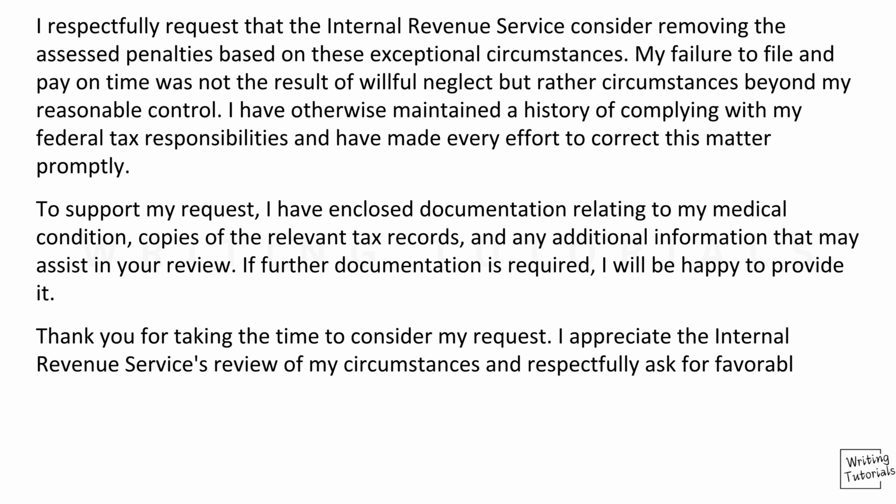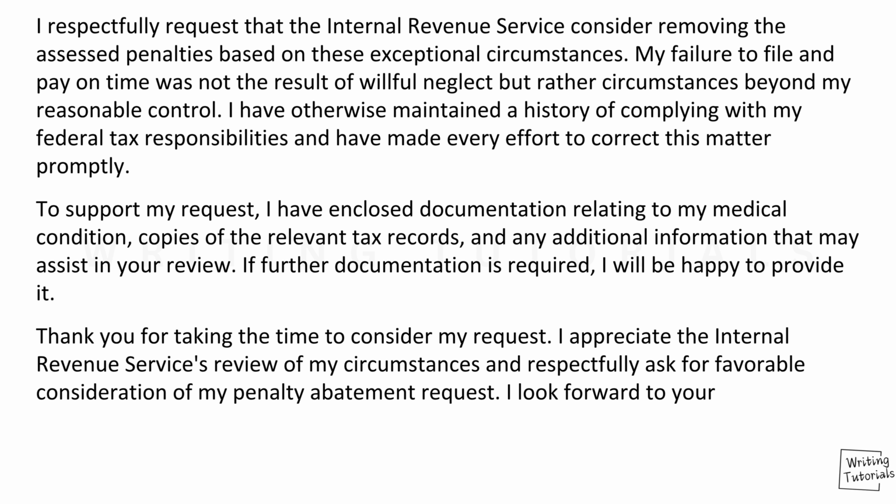This paragraph ends the letter politely and professionally. Thanking the IRS for reviewing your request reflects respect for the review process and leaves the letter on a positive note. Even when requesting relief, maintaining a professional tone throughout the letter is extremely important.